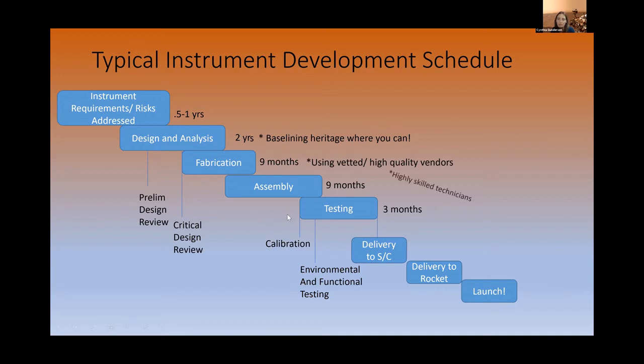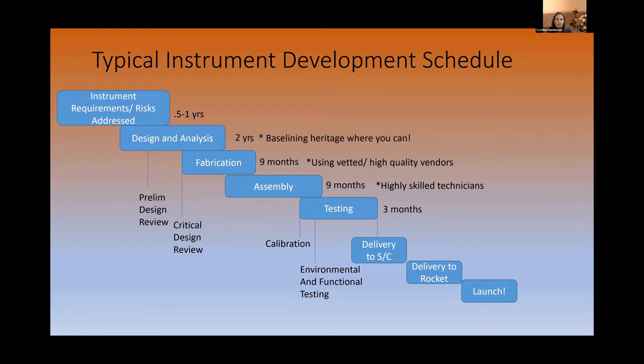Continuing with the schedule, the instrument is workmanship vibed, calibrated, and integrated with electronics and structure. It goes through all required environmental testing, hopefully passing with flying colors. After final functional testing to assure the instrument is still working, it gets delivered to the spacecraft. It will go through spacecraft system testing and eventually make it to the rocket and launch pad.